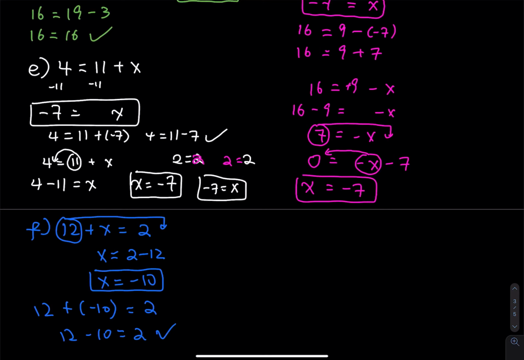Or using the subtraction properties, 12 plus x is equal to 2. You minus 12 on both sides. So x is equal to 2 minus 12. You get negative 10 as well. So that is how you solve a one-step linear equation. This is the most basic type of one-step linear equation. In the next part, I will show you more linear equations involving fractions.